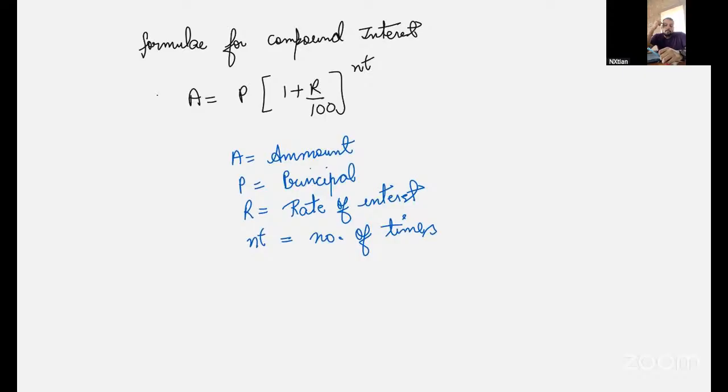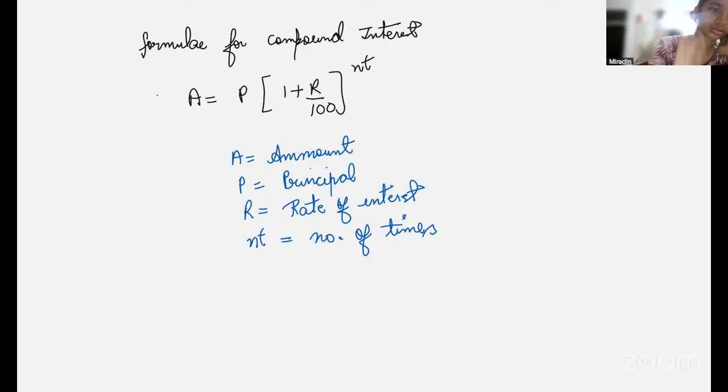So how many times will you calculate interest? The time period is 1 year and it is compounded semi-annually. Semi-annually means after 6 months you have to calculate the interest. So in 1 year, how many times will you calculate interest?